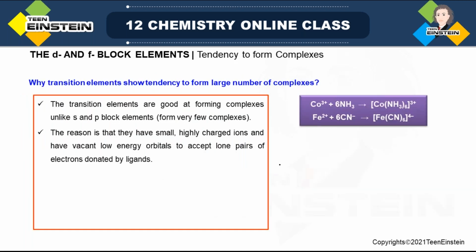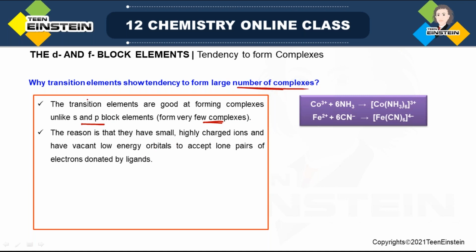Next topic is tendency to form complexes. Now complex formation tendency you will hardly see in the case of s block and p block elements, but this is very common in the case of d block elements. Okay, but we have to know what is the reason behind it. Why do transition elements show a tendency to form a large number of complexes? Transition elements are good at forming complexes unlike s and p block. Though in s block you can find some complexes, that is very few examples. Compared to d block, that is nothing.